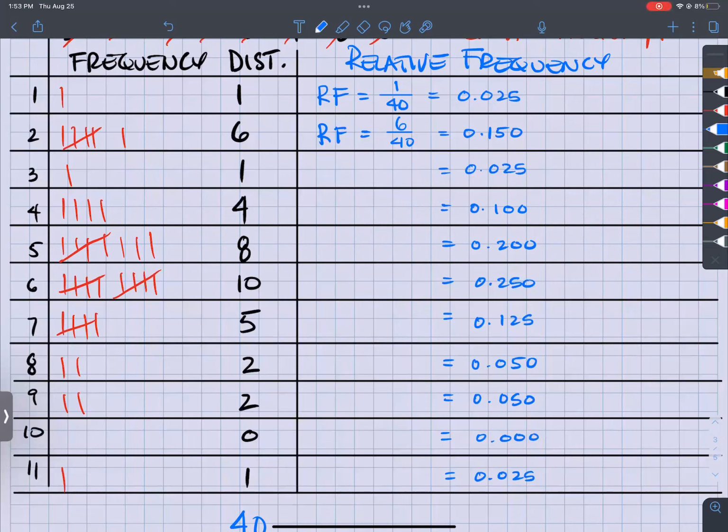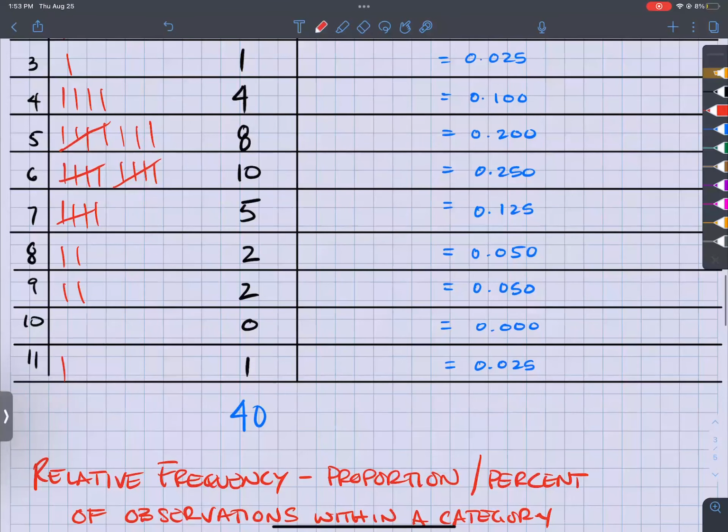So when you add all these frequencies together, what should you get? Only if you multiply it by 40 when you get to 40. But yes, you should get 1. If you add all the decimals together, you should get 1.